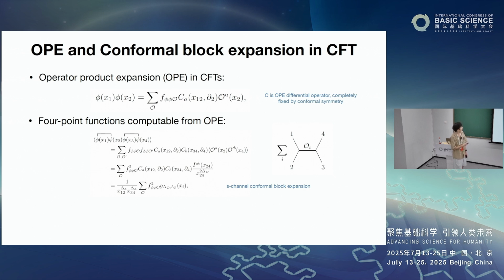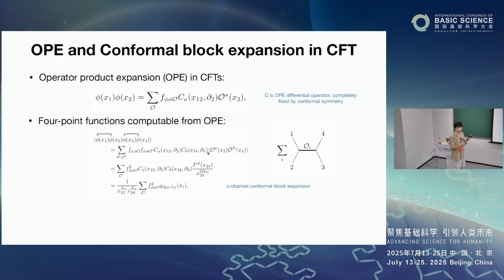And you see, we do the OPE for 1, 2, and 3, 4. This is the so-called S-channel OPE. That's the figure showing here. You may ask, could we do the OPE, for example, between 1, 3, and 2, 4? Yes, we can do that, and we will get another conformal block expansion. This is the so-called T-channel conformal block expansion. And similarly, we can do the OPE between 1, 4, and 2, 3, and we will get the so-called U-channel conformal block expansion.